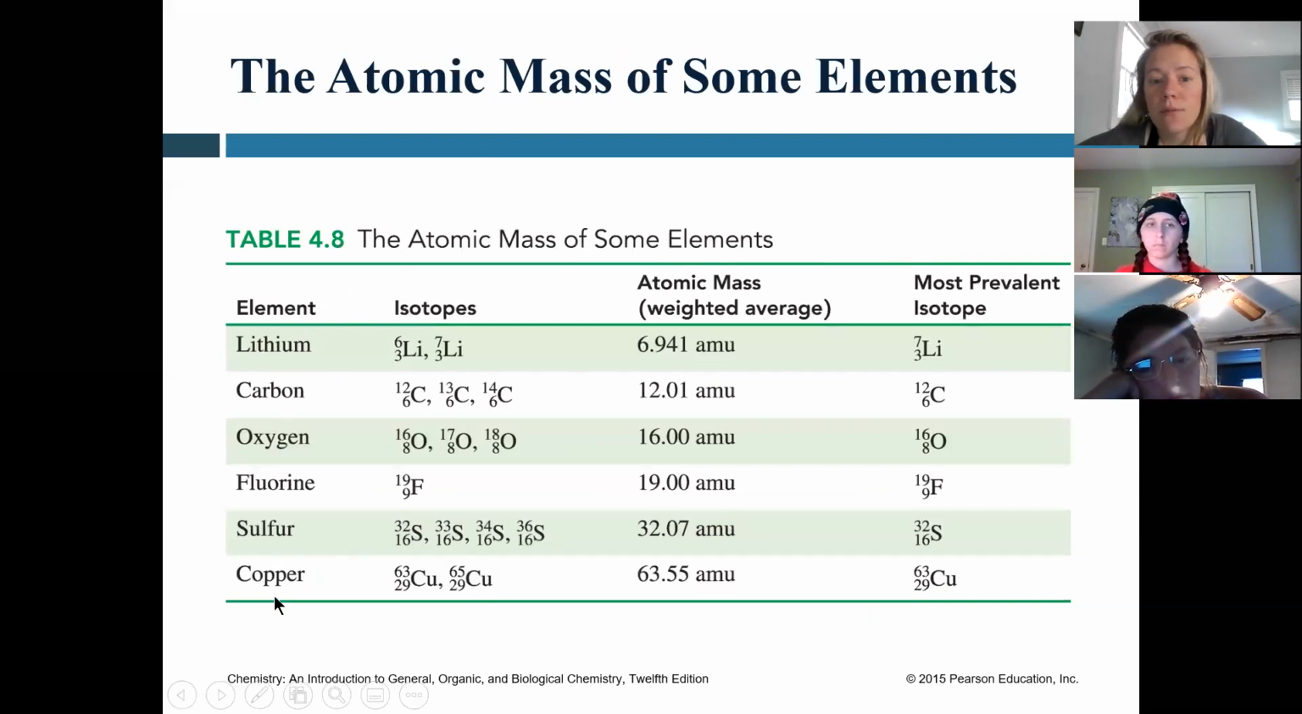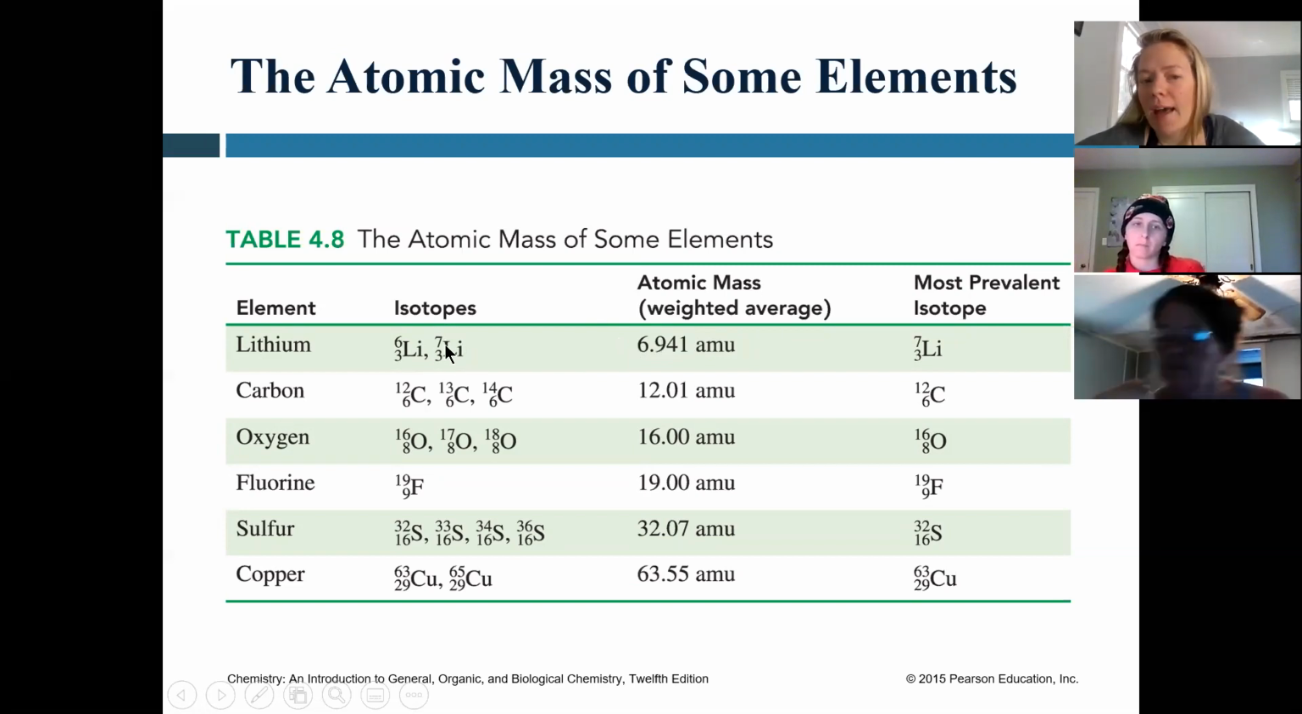So here are some different isotopes that are out there. Lithium has 2 isotopes. When you average those together, you get an atomic mass of 6.941. The most prevalent isotope, because this is 6.941, what number is that really, really close to? It's really close to 7. So we would say we're going to have more of that than this. It's just something you can kind of infer.